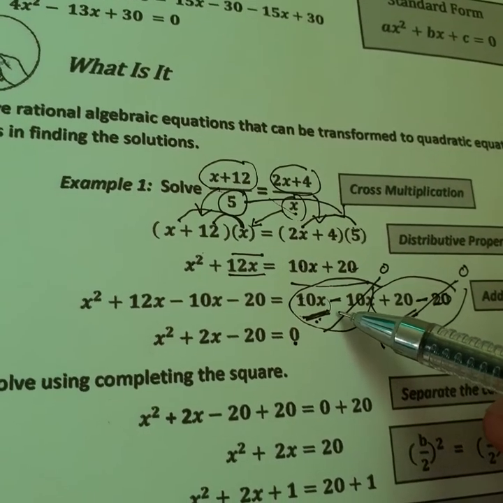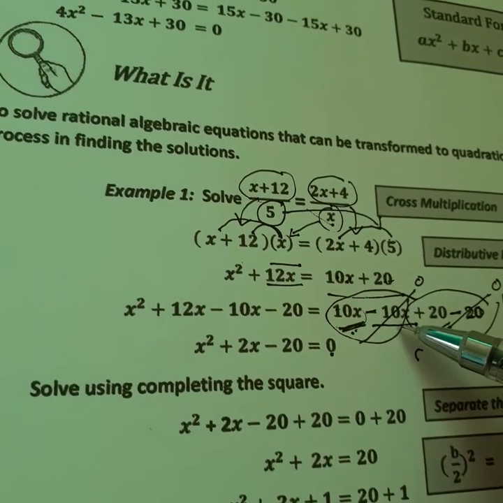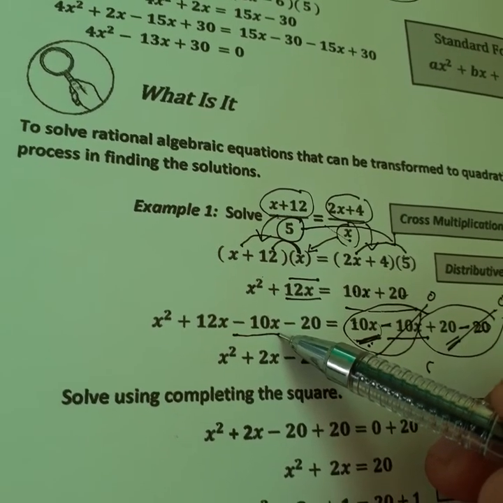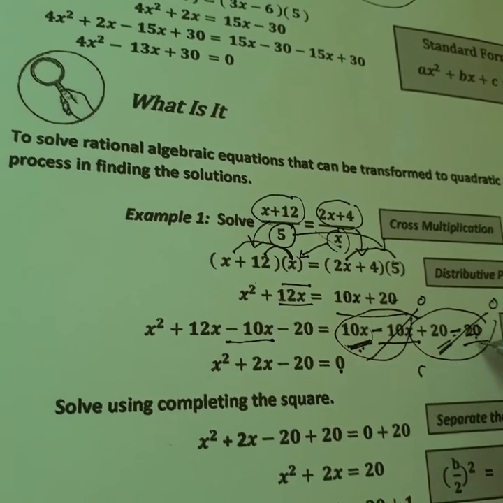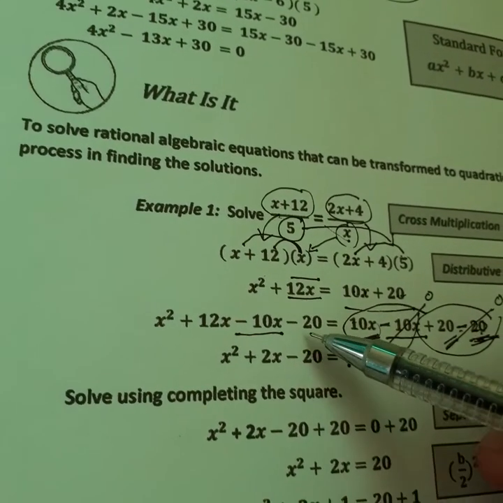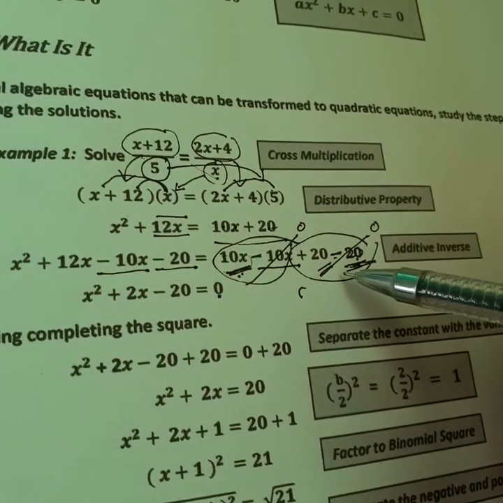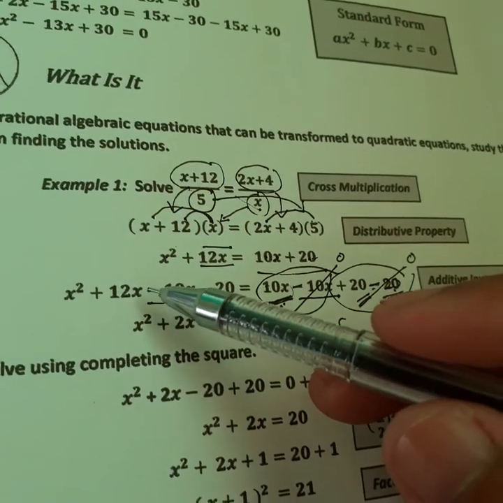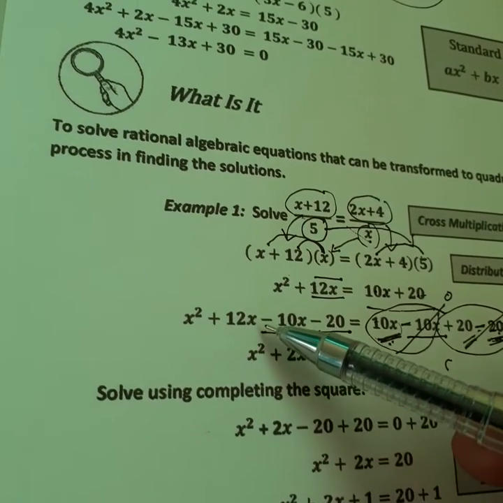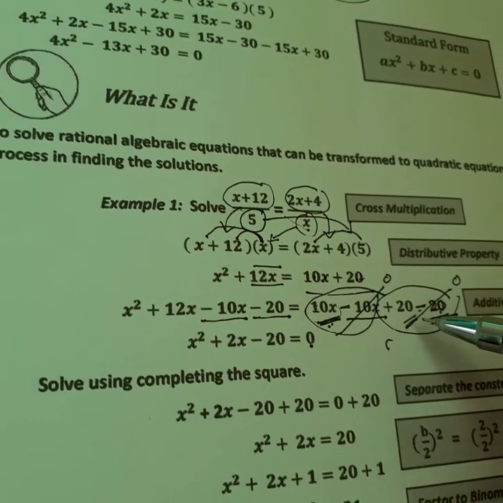Since we put minus 10x on this side, right? What we added here, we also add to the other side. So, we have minus 20. We added minus 20 on this side, so we also put minus 20 on the other side. What we put on this side, we also put on the other. So, we derive this expression. So, we have x squared plus 12x minus 10x minus 20 is equal to 10x minus 10x plus 20 minus 20.